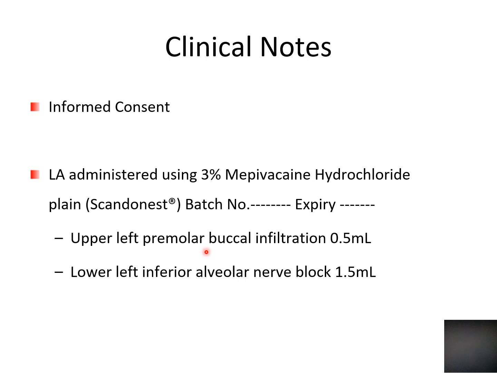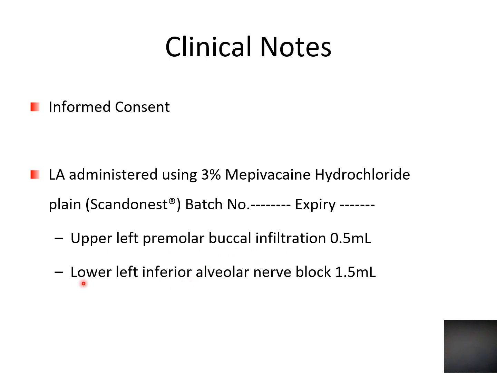and the type of local anesthetic injection given. So for example, buccal infiltration or palatal infiltration, and the volume of local anesthetic administered. So for example, 0.5 mils. Obviously, these details will depend upon what you've actually administered, but this is just an example.